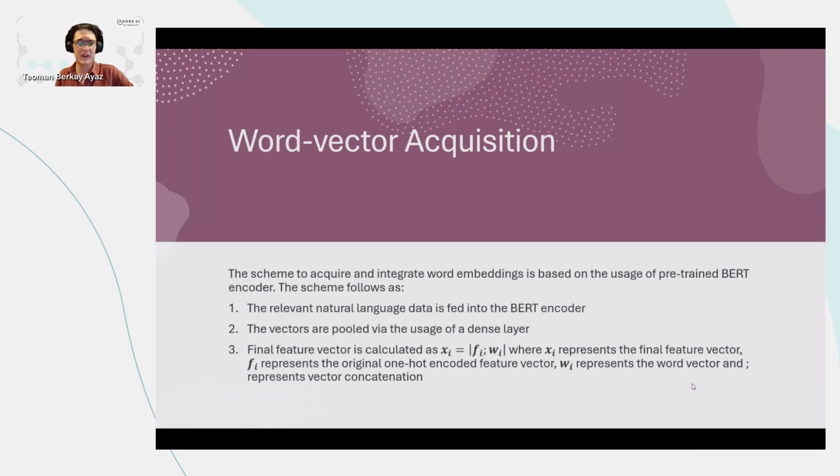The initial step is to feed the relevant language data into a BERT-based encoder. And then once that is done, they're pooled by using a dense layer to get a unidimensional representation of all the natural language features. Once that is done, we apply feature concatenation with the original one-hot encoded feature vectors and the newly acquired word embedding vectors to create a new set of features for the graph structure.